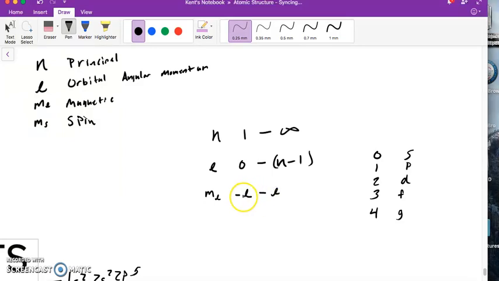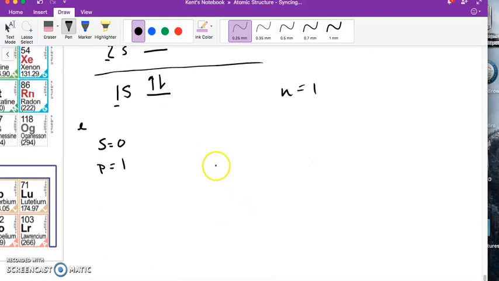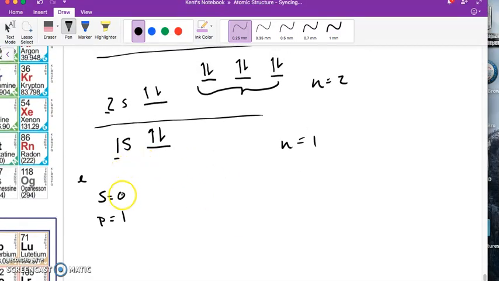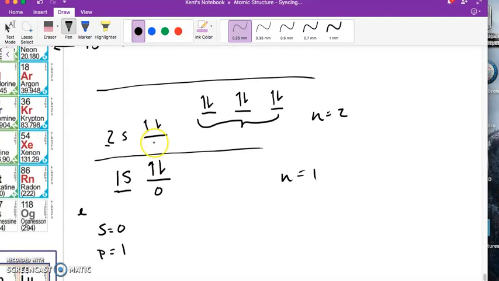And what that means, if we look here, so here s is 0. If we look at these electrons right here, then M is 0 for this, right? If it ranges from negative L to L, if L is 0, then M is 0. Here, L is 0. Here, L is 1, so L is 1 right here. Here, L equals 0, so M sub L would equal 0.